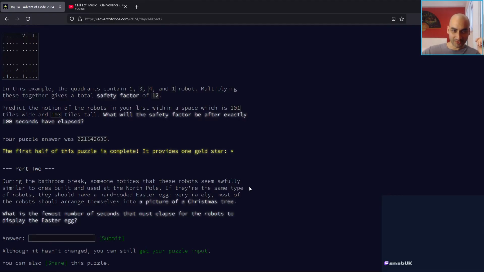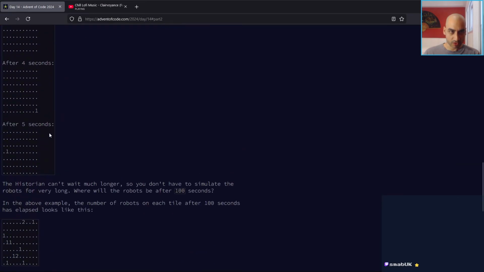During the bathroom break, someone notices that these robots seem awfully similar to ones built and used at the North Pole. If they're the same type of robots, they should have a hard-coded Easter egg. Very rarely, most of the robots should arrange themselves into a picture of a Christmas tree. What is the fewest number of seconds that must elapse for the robots to display the Easter egg? Same robots, arranging themselves into a picture of a Christmas tree. Okay.